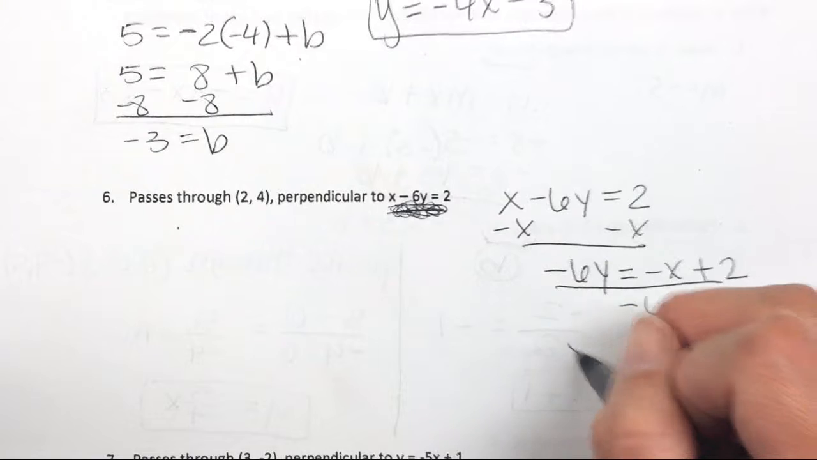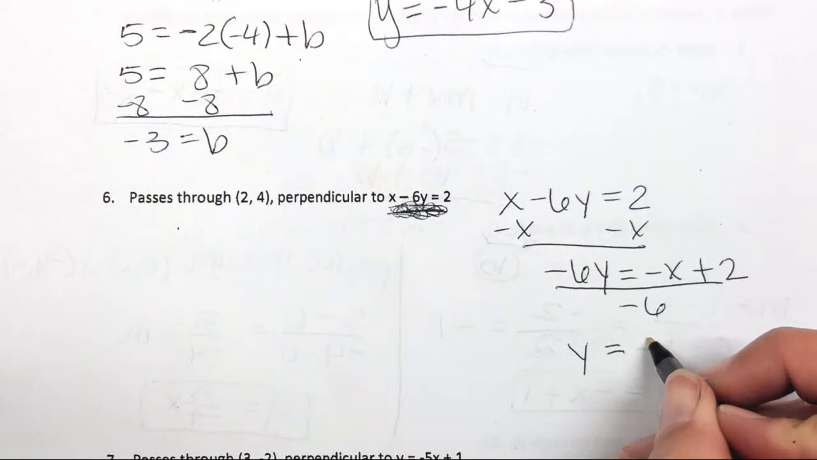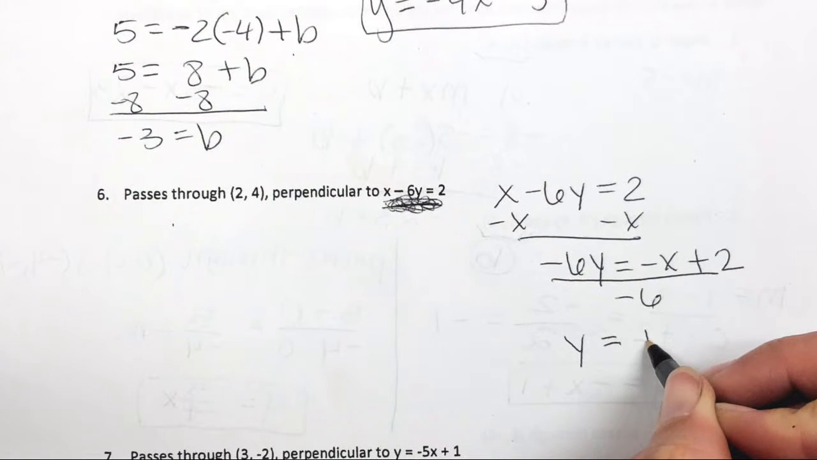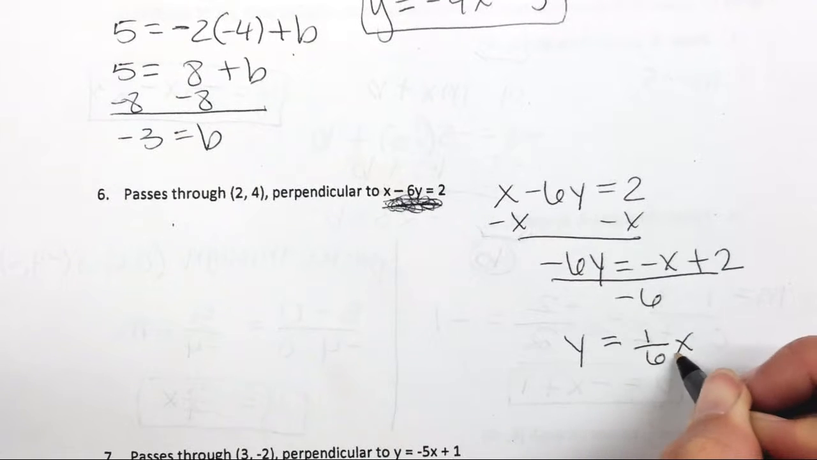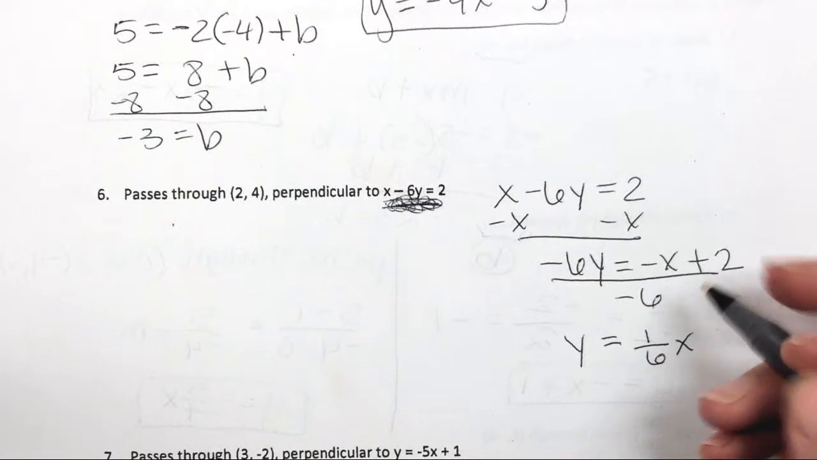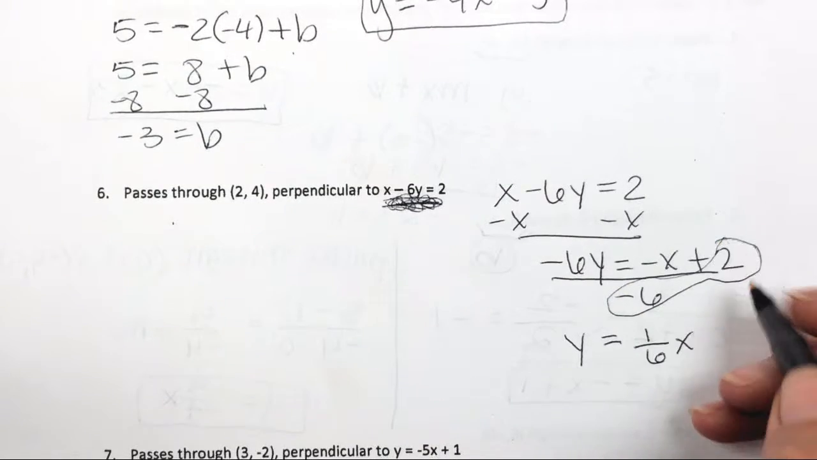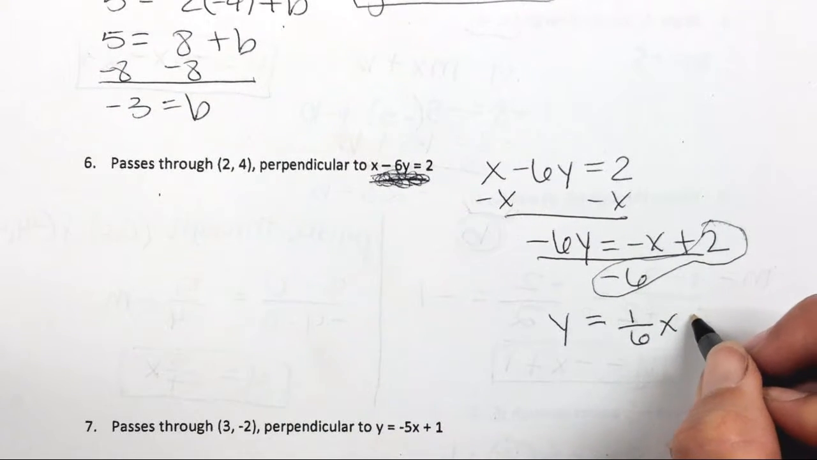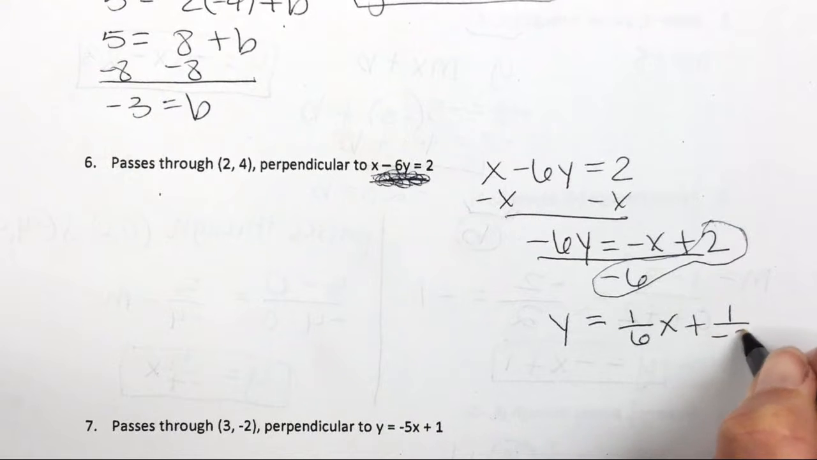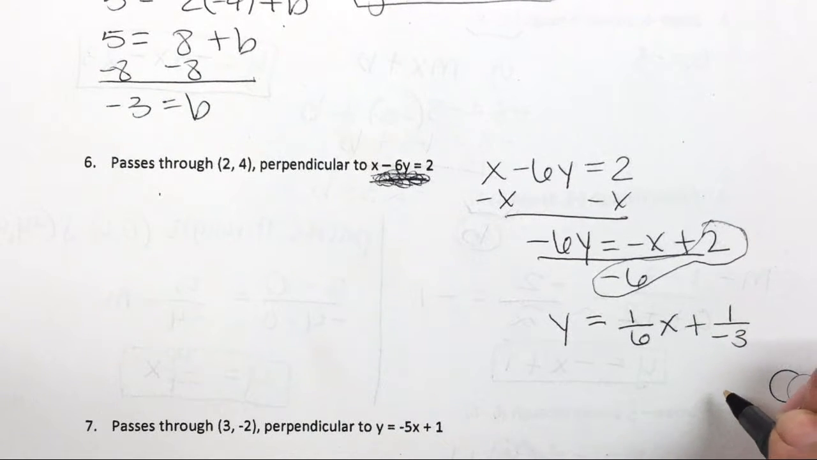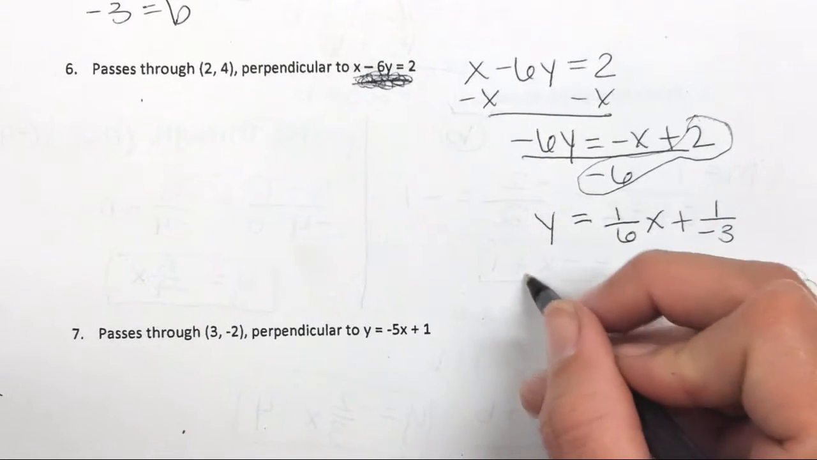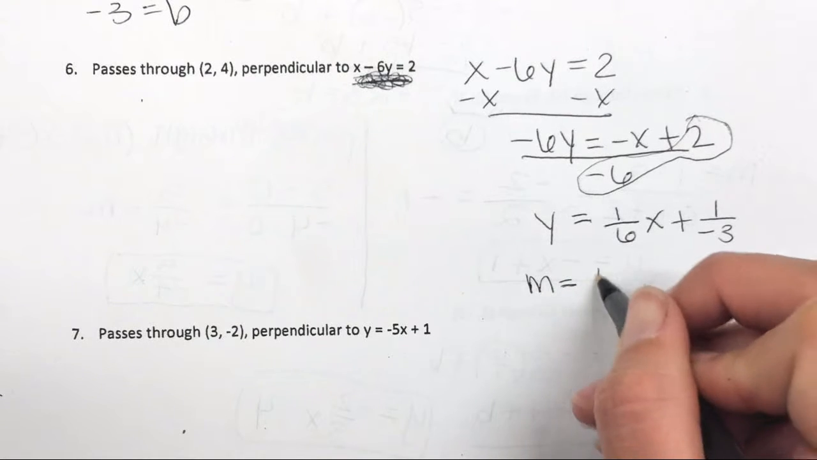Okay, so we get y equals negative 1 over negative 6, or just 1 over negative 6. Two negatives make a positive. Oh, okay. And then what goes into 2 and negative 6? How many times? Up top 1, and on bottom negative 3. Very good. So what's the slope of this line? 1 over 6.